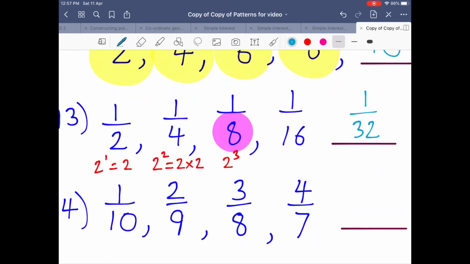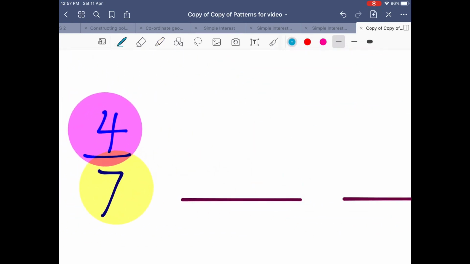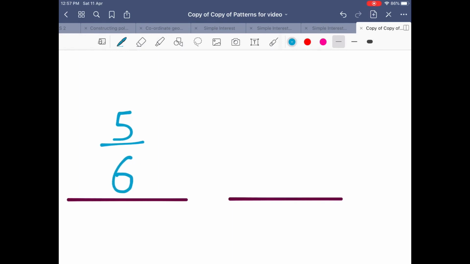So now we have, again, a simple one. We have the numerator increasing by 1 and the denominator decreasing by 1. So 4 plus 1 is 5. And 7 take away 1 is 6. So again, 5 plus 1 is 6. And 6 take away 1 is 5.